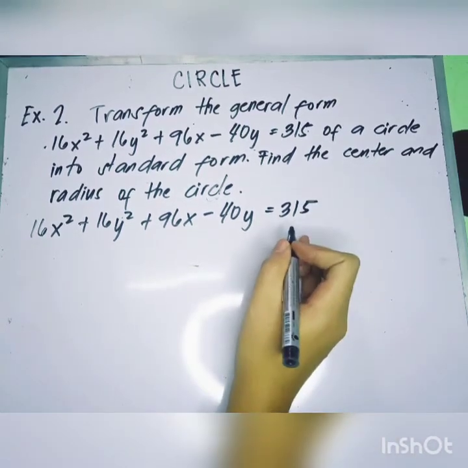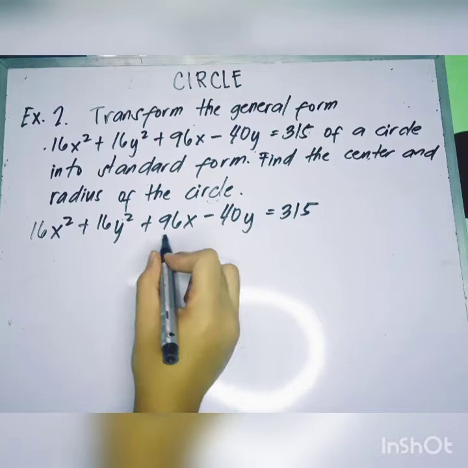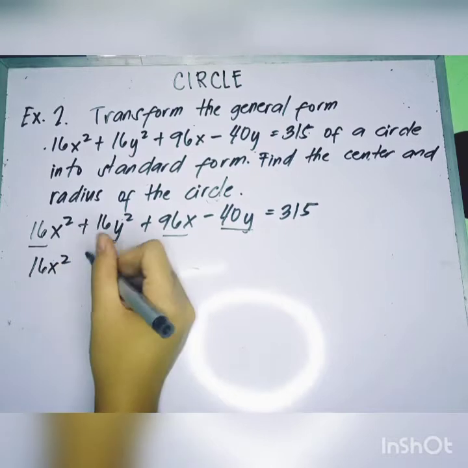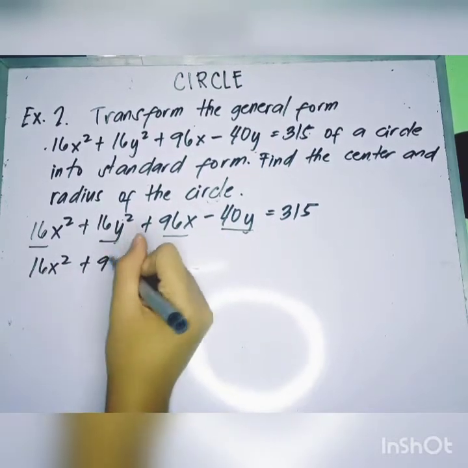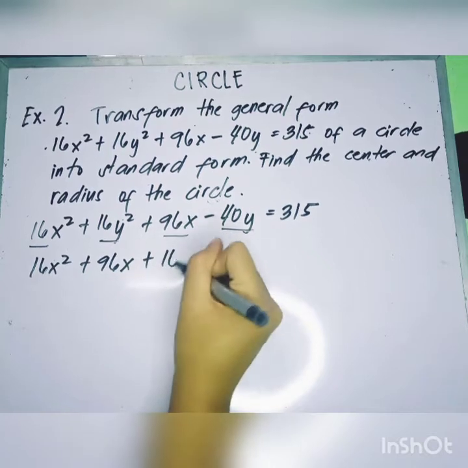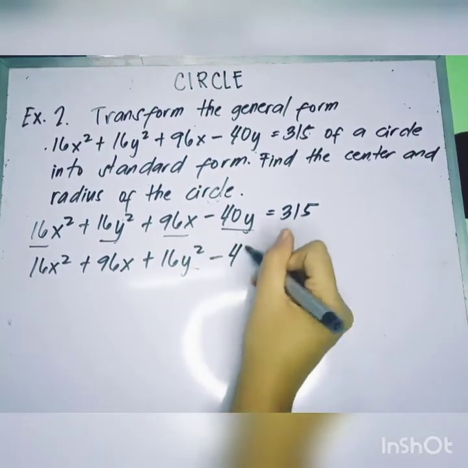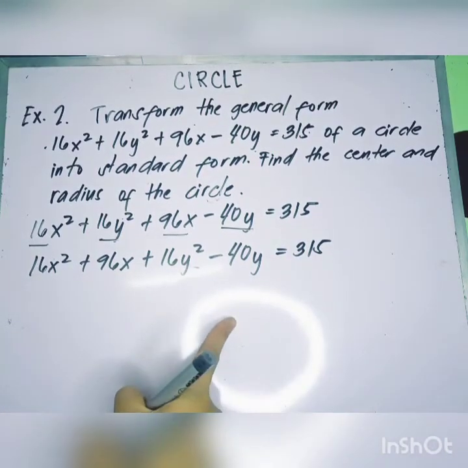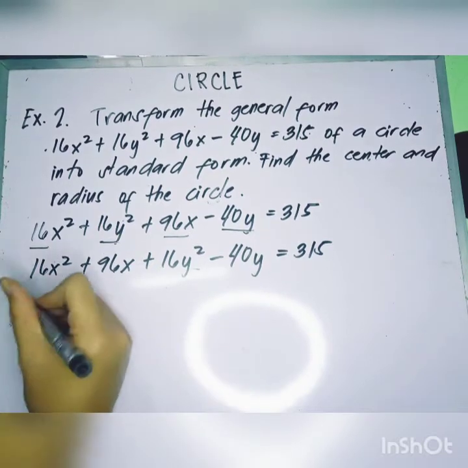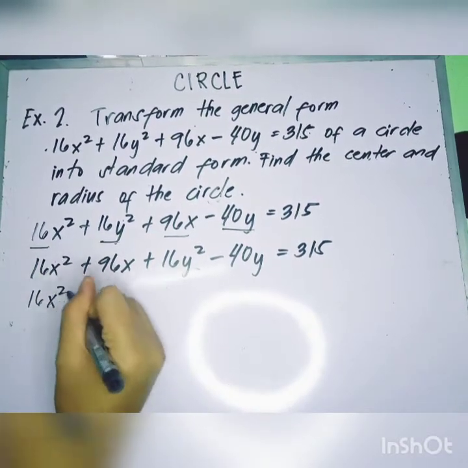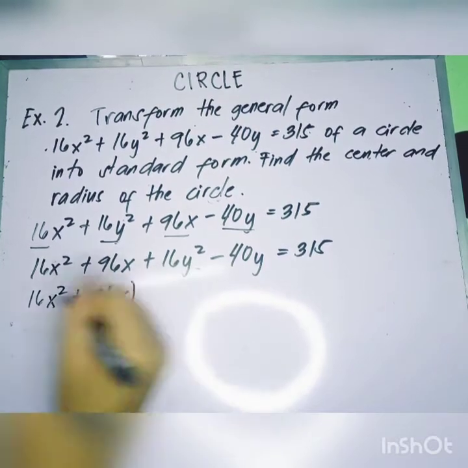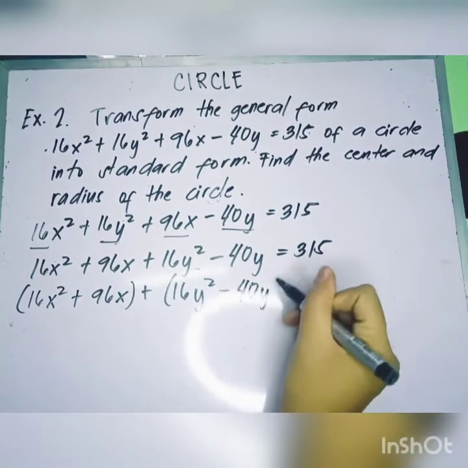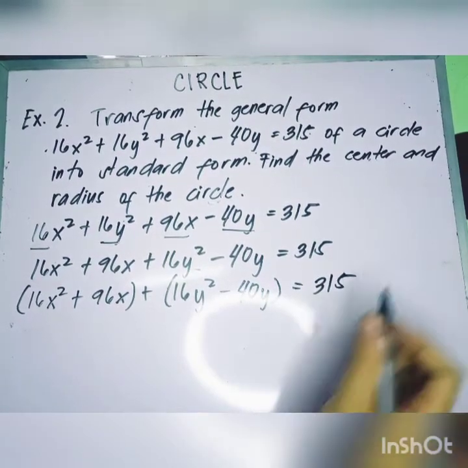315. Okay, after you copy, first you have to combine like terms. So, si x at si y, pagsasamain. So we have 16x squared and then plus 96x plus 16y squared minus 40y is equals to 315. Okay, after you combine like terms, group natin sila. So we'll have here 16x squared plus 96x plus 16y squared minus 40y is equals to 315.